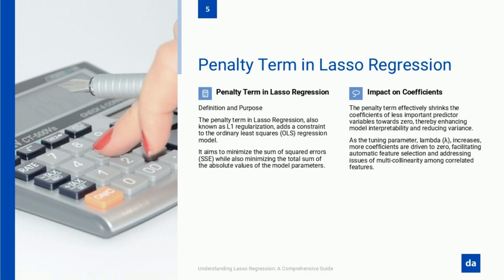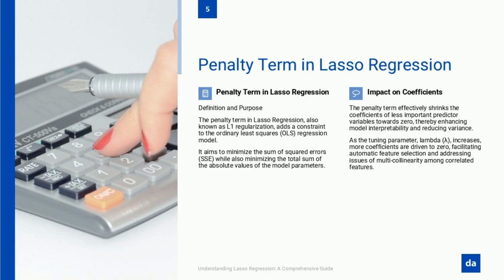Let's break down what's happening behind the scenes. When we fit a Lasso model, we're not just trying to minimize error, we're also minimizing complexity. The penalty term is what makes that happen. It's like a built-in referee that watches every variable and asks, are you really needed here? If the answer is no, the variable is pushed out of the equation, and the intensity of this penalty is controlled by Lambda.